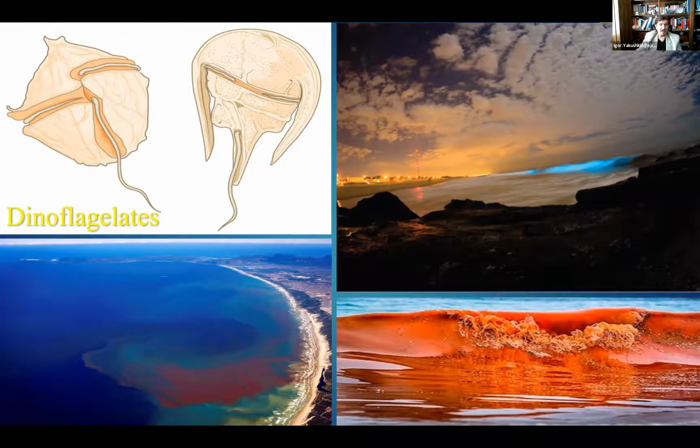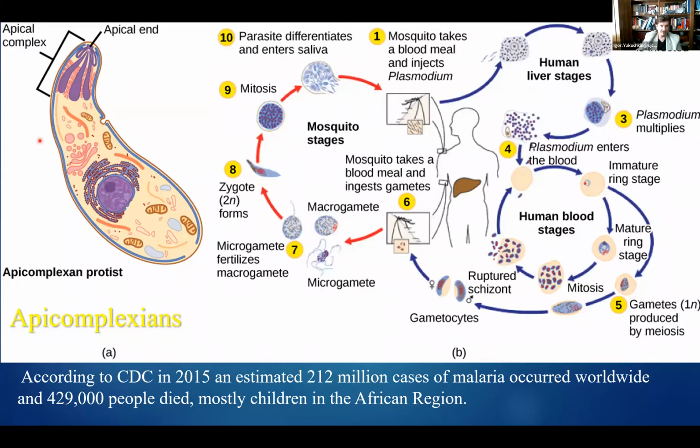Anyway, the next group is known as the apicomplexans, and this is the creature. According to the CDC, in 2015 about 200 or so million cases of malaria occurred worldwide. And again, many scientists say, well, 200 million reported cases, but many of them say there are about 2 or 3 times, up to 5 times as many unreported cases, meaning up to 1 billion people had that particular parasite, that particular disease.